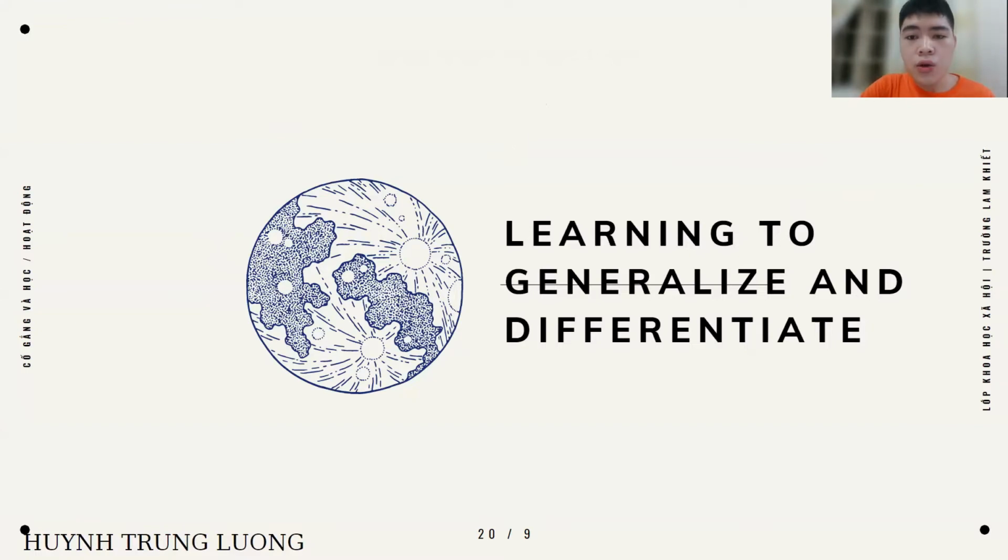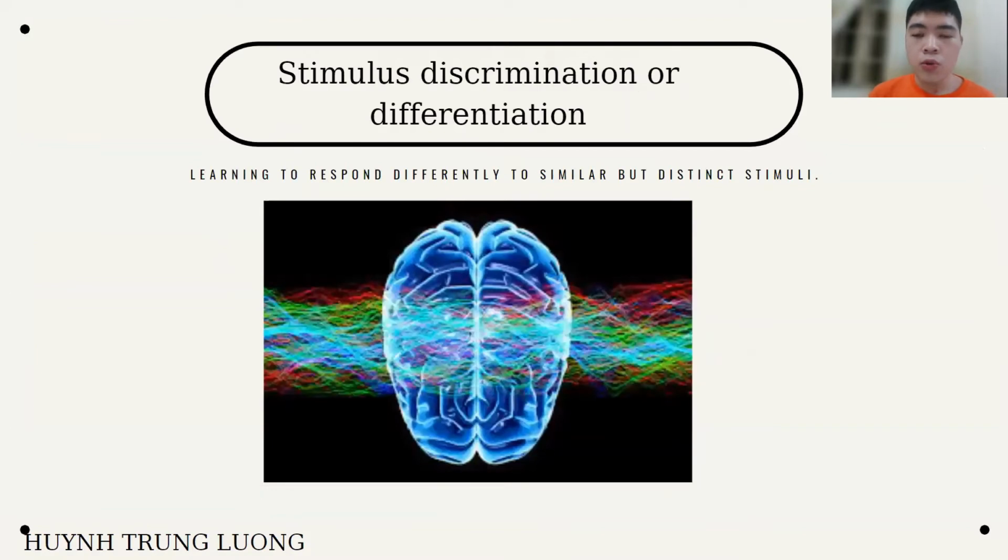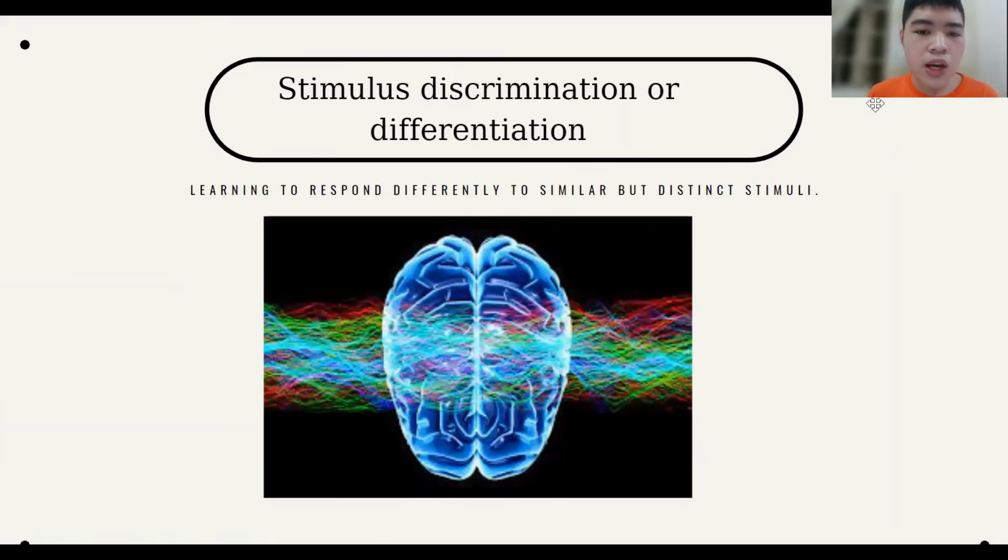Now I'm going to continue about learning to generalize and differentiate. First, we'll find out about stimulus discrimination, also known as stimulus differentiation. Stimulus discrimination or differentiation refers to the process of learning to respond differently to similar but distinct stimuli.